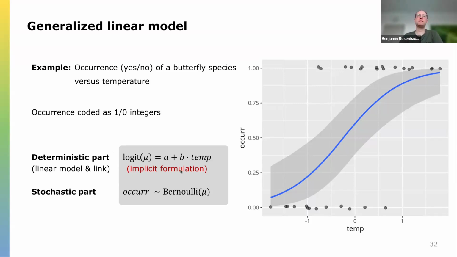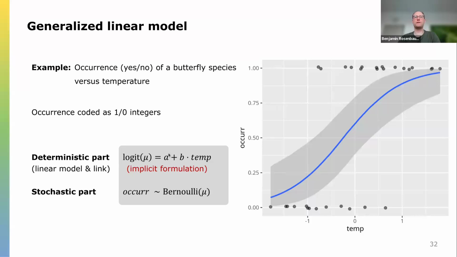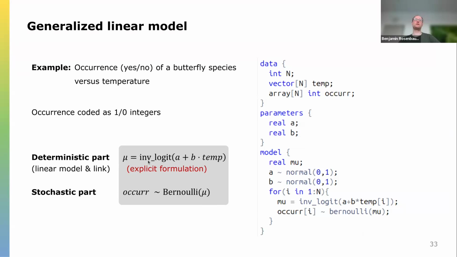So here we have this implicit formulation. And then the stochastic part is that the occurrence, yes or no, is binomially distributed, or we can also say Bernoulli distributed if there's just one trial, around this mean prediction. However, this formulation with the link function is implicit. For Stan, we have to write it in its explicit formulation, because we actually have to know how to go from this prediction to the mean probability. Here we have to use the inverse logit, and the function is called inv_logit in Stan.